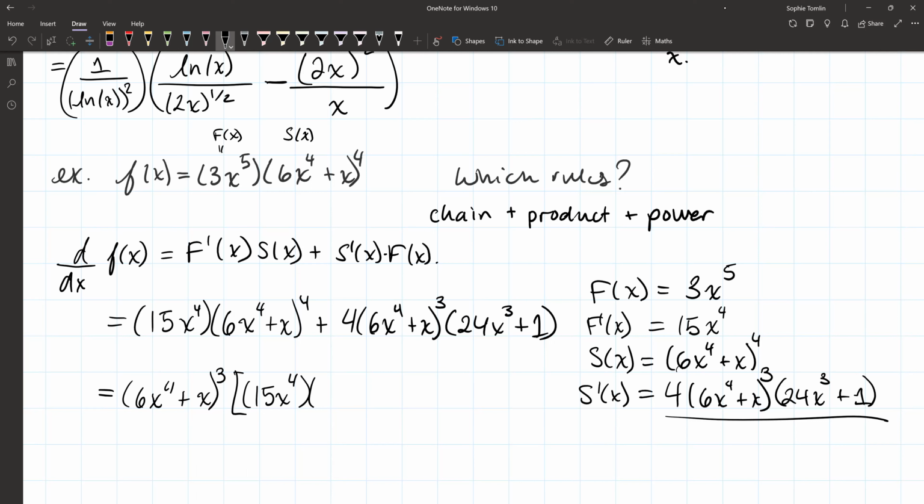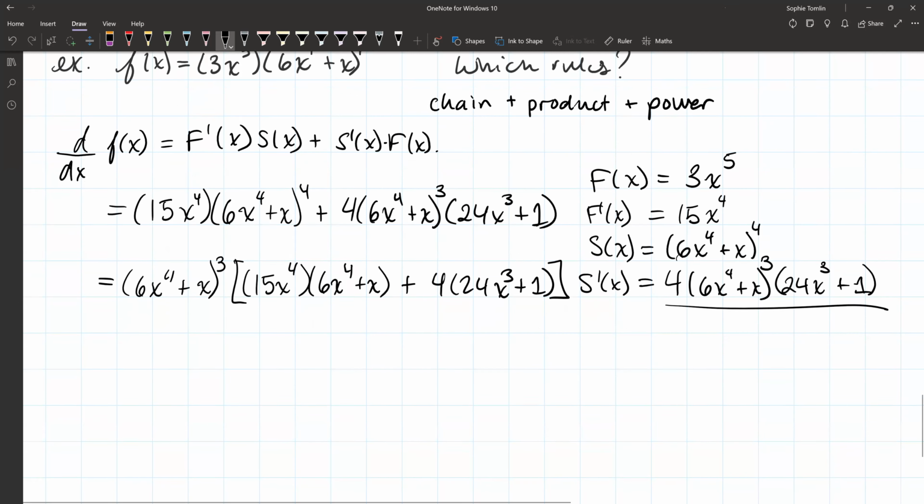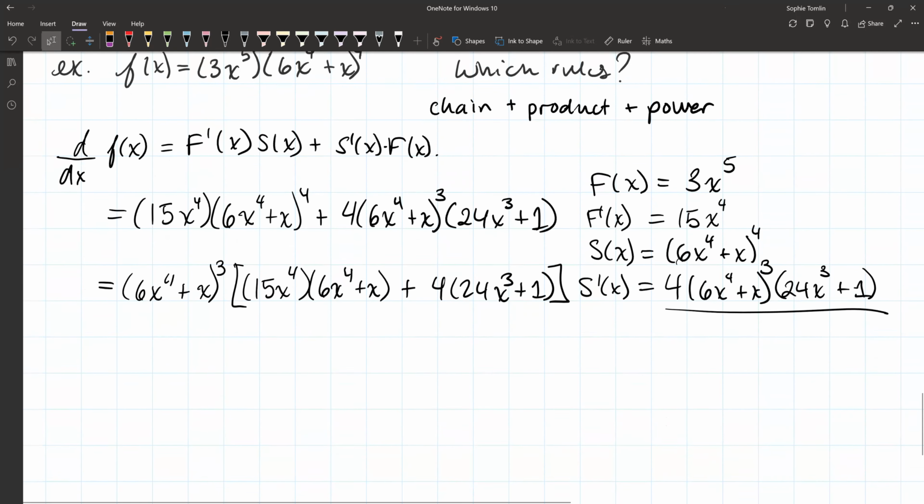15x to the 4 times the 1 factor of this that's left. So 6x to the 4 plus x plus, and then all of these came out to the front. So we have 4 times 24x cubed plus 1. On an exam, it's not really worth it to try and expand all of this and collect all your like terms. You're going to get massive powers of x, and if you're just trying to calculate the derivative, that's not super necessary.